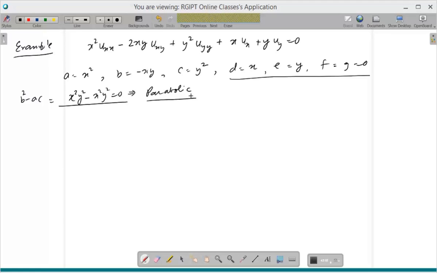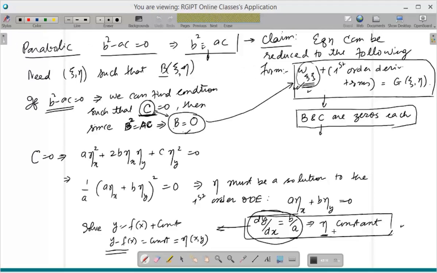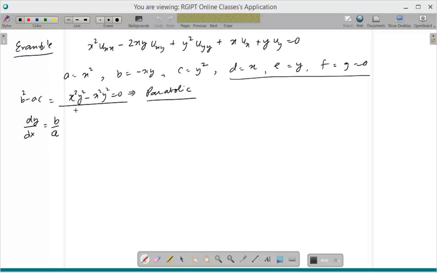Therefore, I know that when dy by dx equals b by a, just as on the previous page where we found that for a parabolic equation, if you have dy by dx equal to b by a, eta will be constant. So here I'm doing the same thing, dy by dx equals b by a, where b is minus xy and a is x squared. That will give me minus y by x. So that is a very simple form. This can be integrated easily.